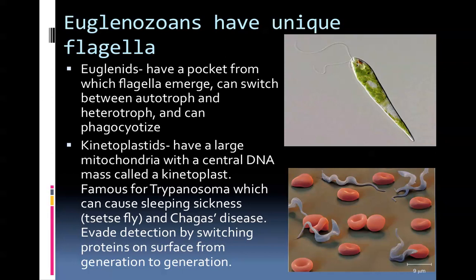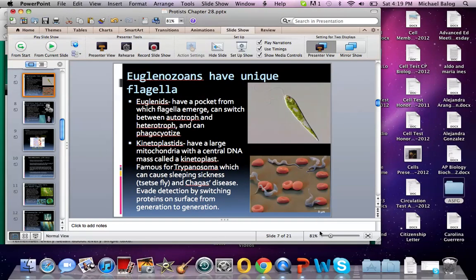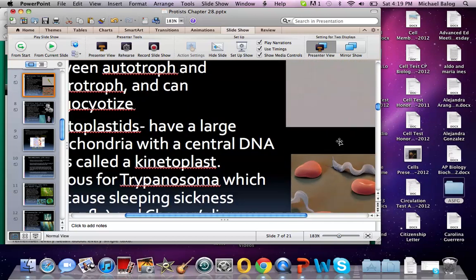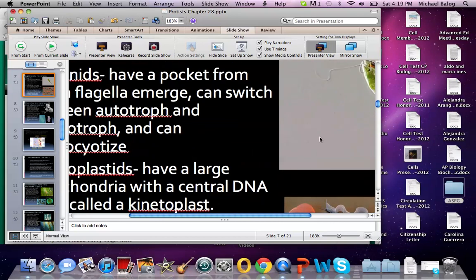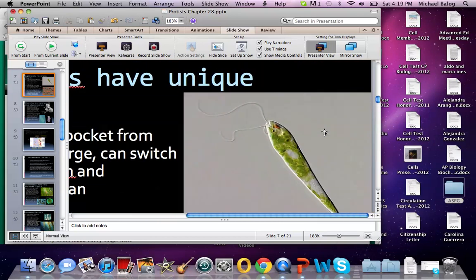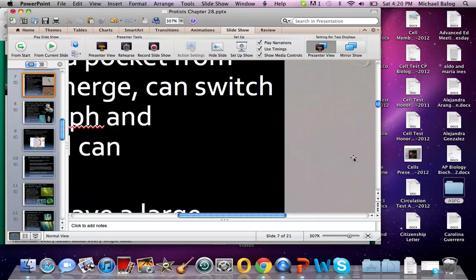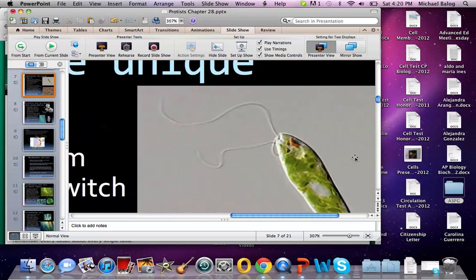And at this point, when I close out the PowerPoint, I'm going to zoom in on the image of the euglenid at the top right so you can see its pocket. There you go. So you can see this pocket where the flagella are coming out.